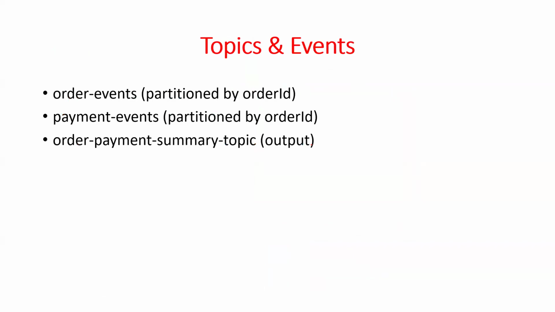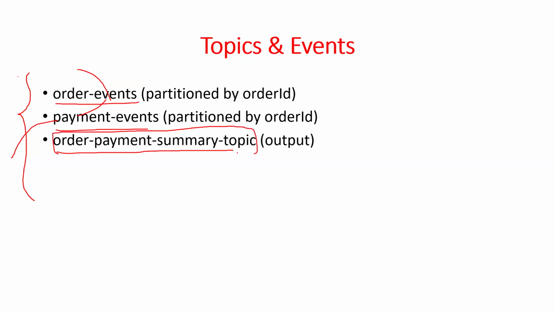Now, in total how many events do we have? Order events, payment events, order-payment. These are all called topic names. Order microservice will publish into order events. Payment microservice will publish into payment events. By using Kafka Streams, I will merge these two events and you will get the output, this is the data here.